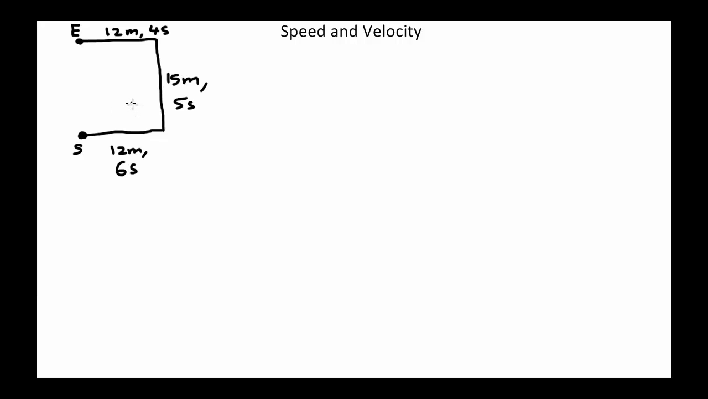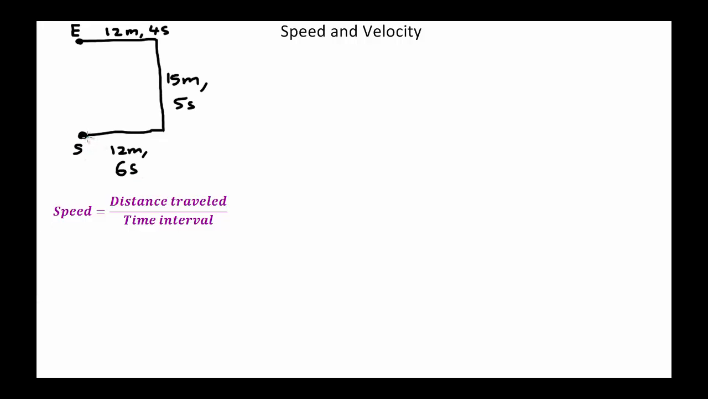And our goal is to find out the speed for each segment of travel as well as the average speed for the entire journey. And we're going to do the same thing for velocity, but only for the first segment and the entire journey. Now, speed is defined as the distance traveled over the time interval of the travel. And since we're interested in figuring out the speed for each of these segments, I'm going to use color codes to separate the different segments.